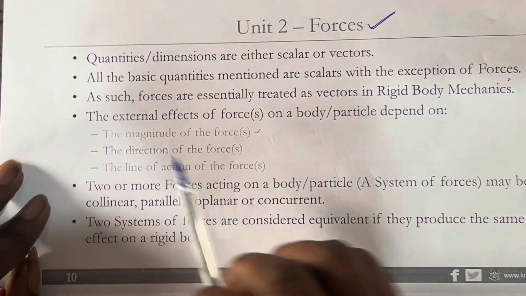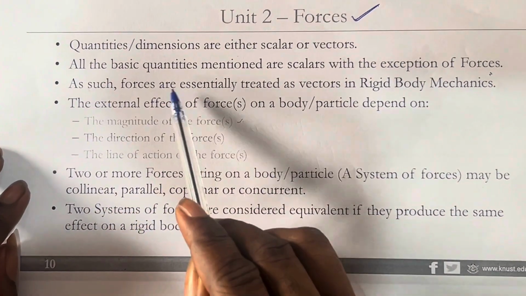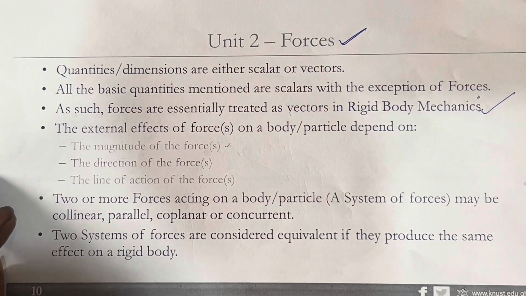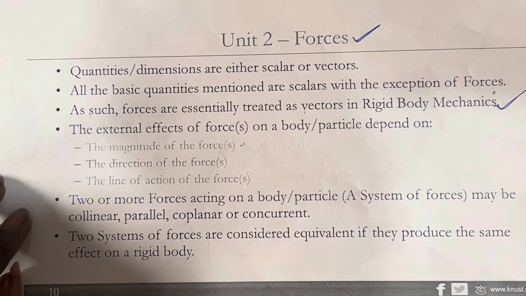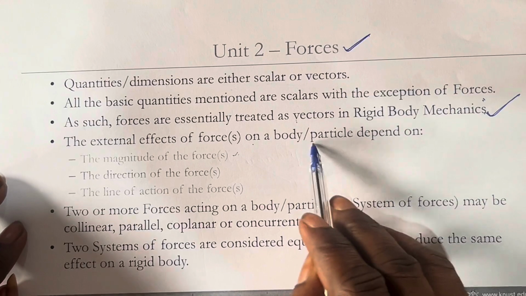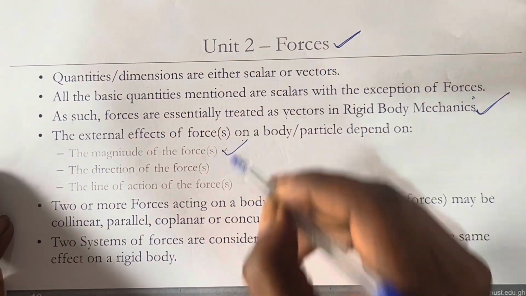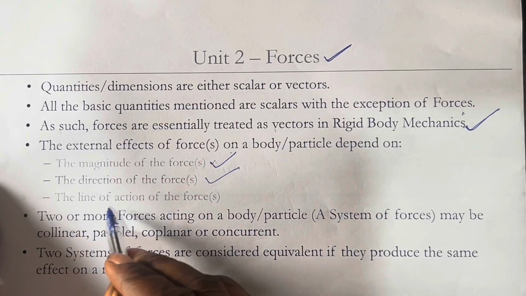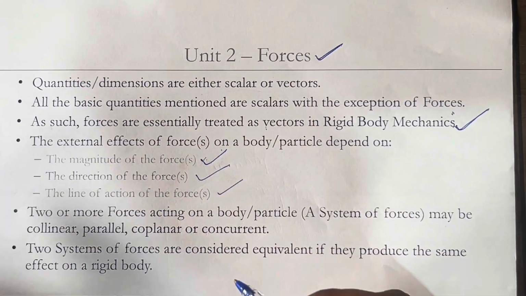Now the next point is, as such, forces are essentially treated as vector quantities in rigid body mechanics. The external effect of a force on a body depends on 1, the magnitude of the force, 2, the direction of the force, and 3, the line of action of the particular force.